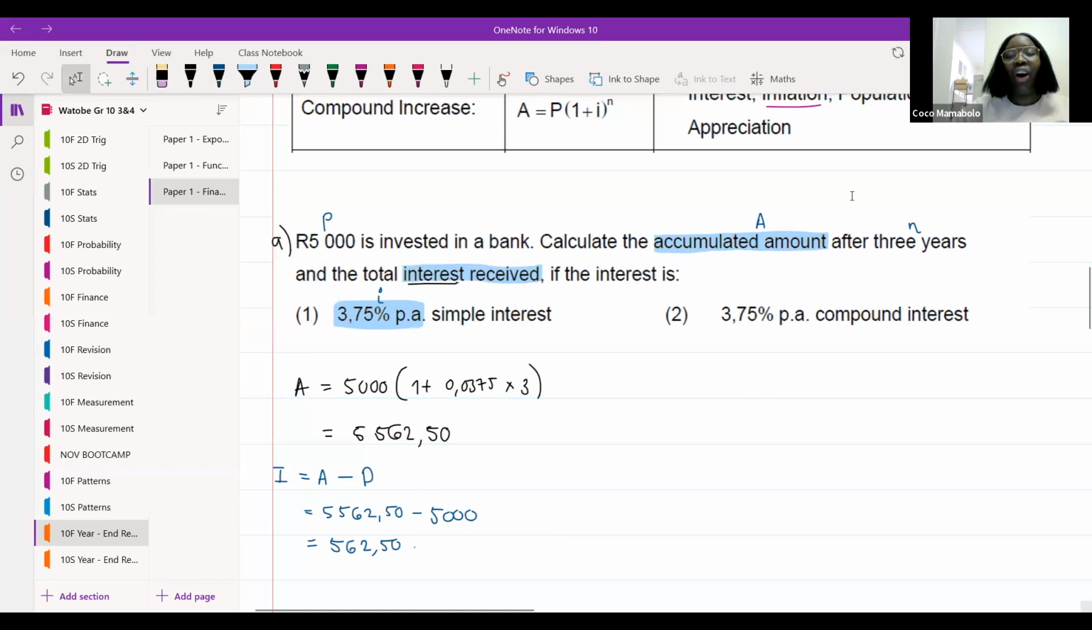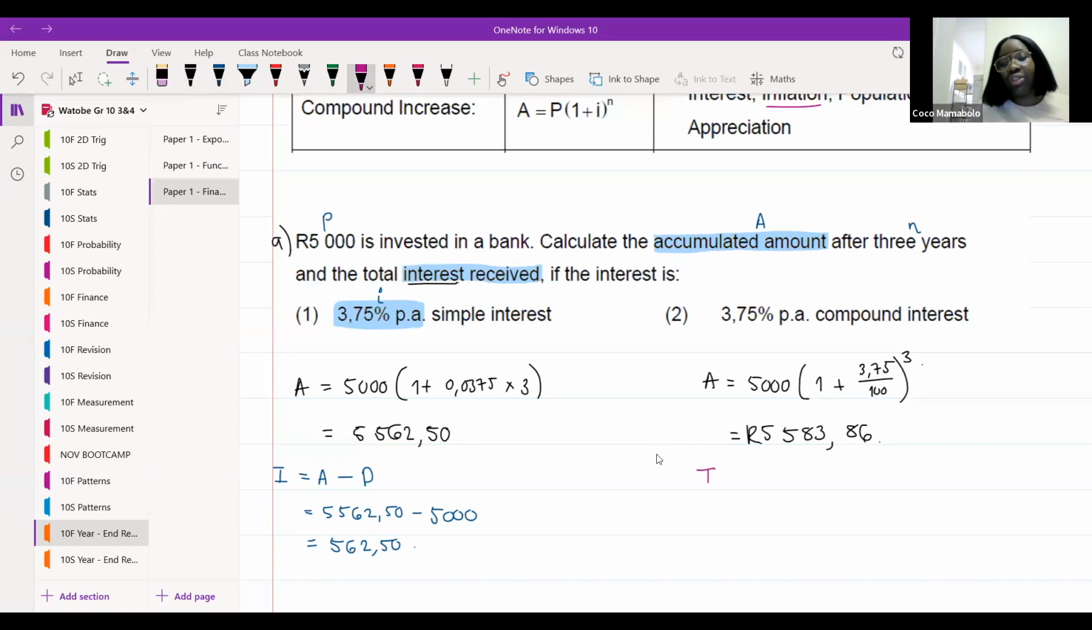I'm very curious now. All right, let's talk about compound interest. Remember, we're doing the exact same calculation. The only difference is that our number of years is going to be the power of 3. So A is equal to 5,000, open brackets, 1 plus 3.75 over 100, it won't make a difference, to the power of 3. How much did we get for this answer? Thank you, Kamogelo and Mfundo, 5,583.86 cents.